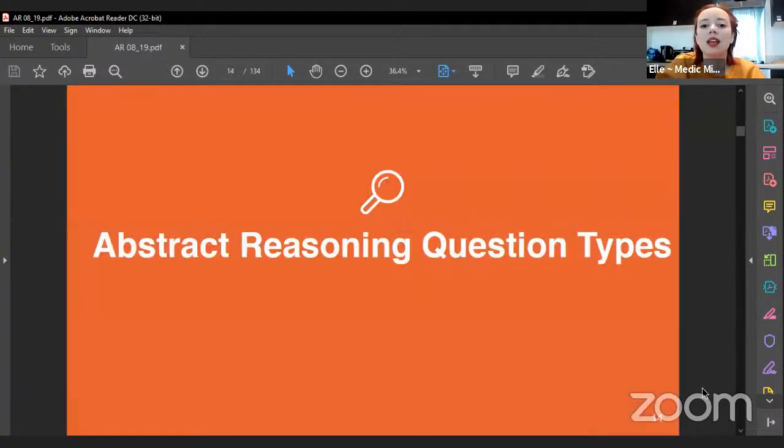Okay. So question types. I've mentioned to you already, there's type 1 questions, there's type 2, there's type 3, and there's type 4 questions in abstract reasoning. So we're now going to go through what each of those question types looks like.